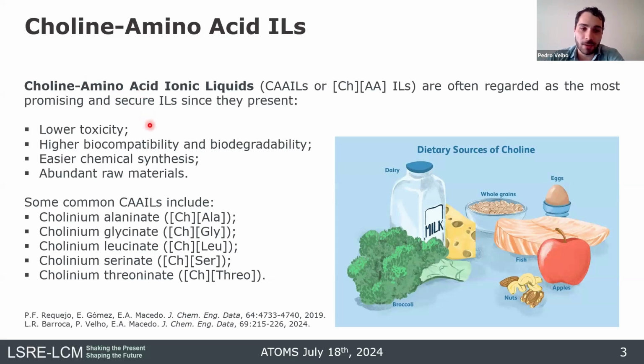And they are also composed of amino acids, which are the building blocks of proteins. Some common choline amino acid ionic liquids include choline alaninate from alanine, choline glycinate from glycine, choline leucinate from leucine, choline serinate from serine, and cholinium threonate from threonine. And throughout this presentation, you'll always see these abbreviations because it's easier to understand the ionic liquid we are talking about.